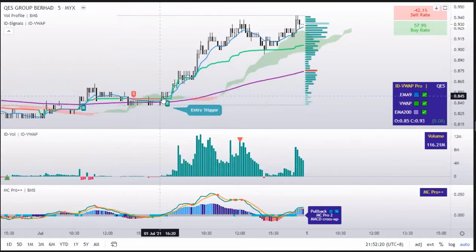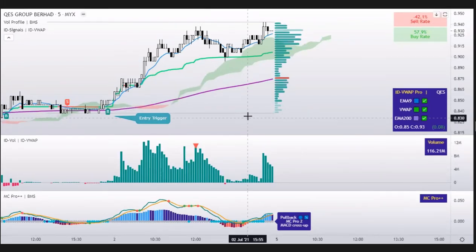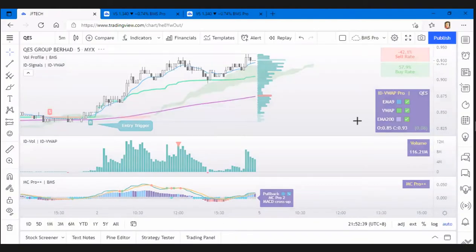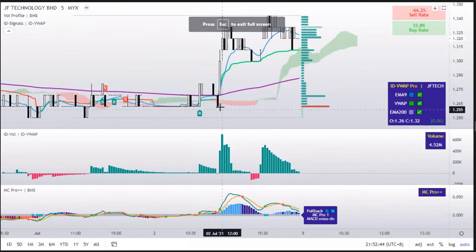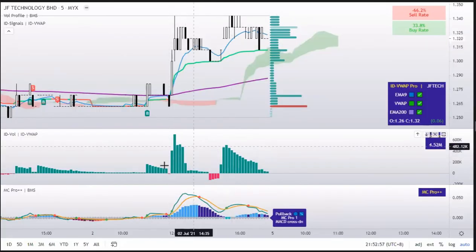So it was this buy signal that was the entry trigger, and then the price moved up. The EMA 9 crossed up the VWAP and then it's bullish. One example is JF Tech. Last Friday, there's a buy signal here, just above the EMA 200 and bullish. The EMA 9 crossed up the VWAP, then you can take profit here.